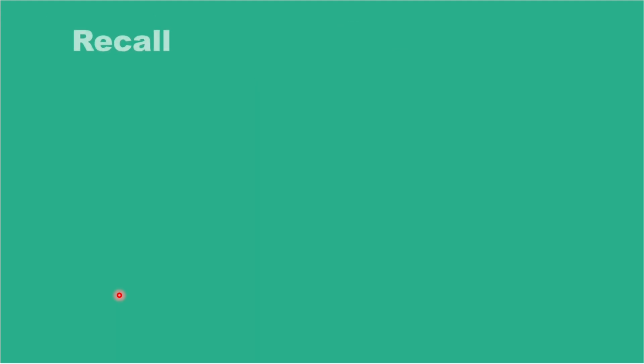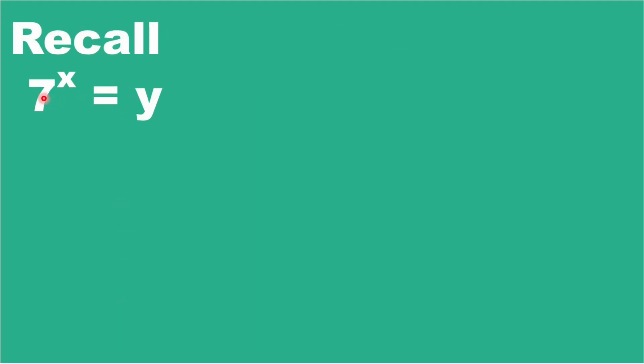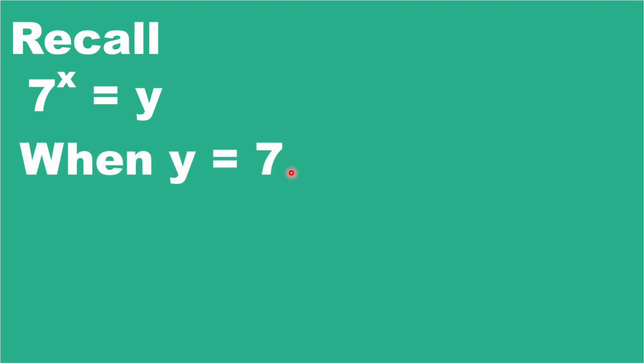So recall our supposition. Our supposition was 7 power x equal to y, and now we will put the values of y one by one. So first, when y equal to 7, we will put y equal to 7 over here. So this is equal to 7 power x equal to 7. We can write this as 7 power 1 to show this power. Now the bases are the same, so therefore we can compare the powers. So it means that x equal to 1.